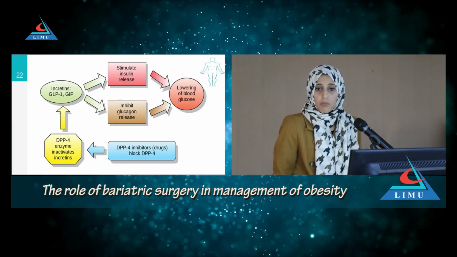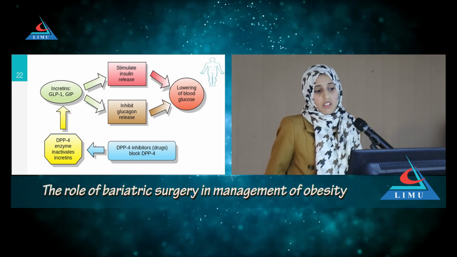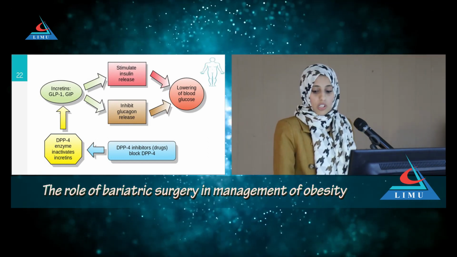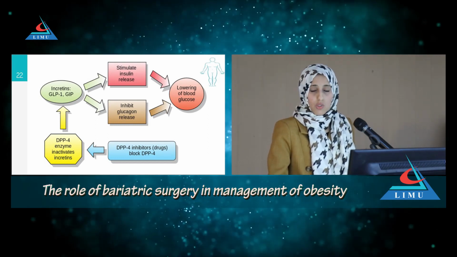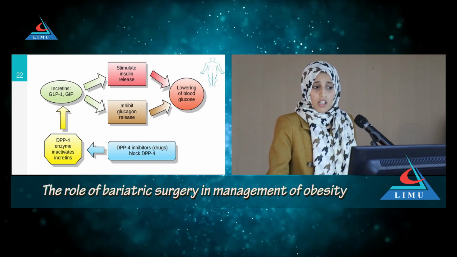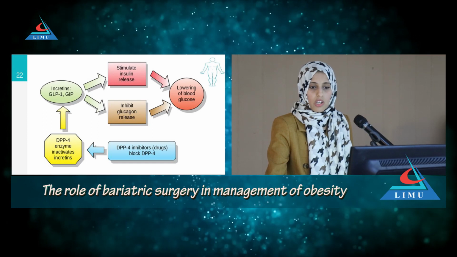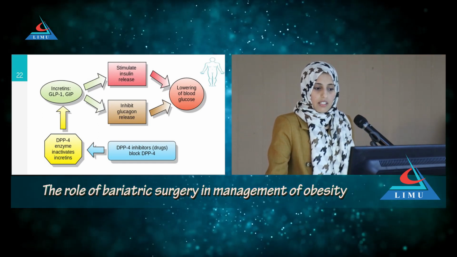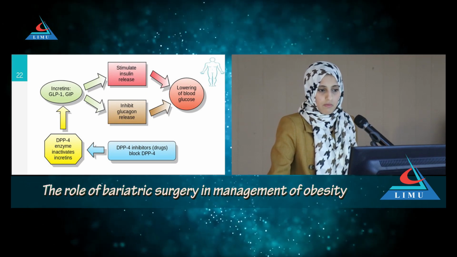This is an easy format to show you how the incretin effect works. Incretins are hormones: glucagon-like peptide 1 and glucose-dependent insulinotropic polypeptide. These hormones stimulate insulin release and inhibit glucagon release for lowering of blood glucose. And these hormones are also inactivated by the DPP4 enzyme.